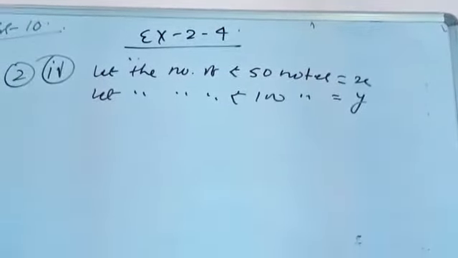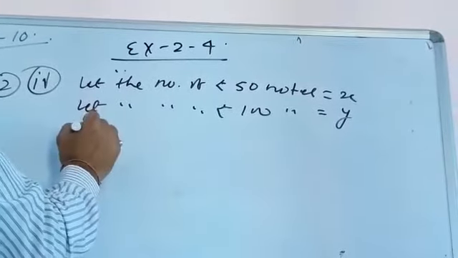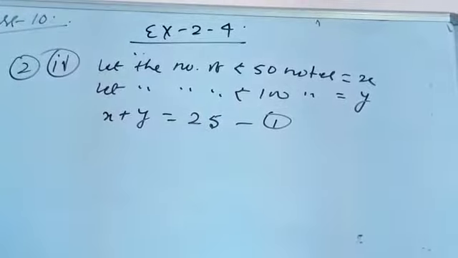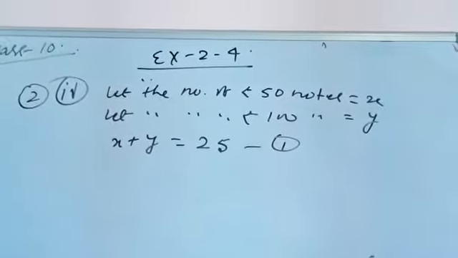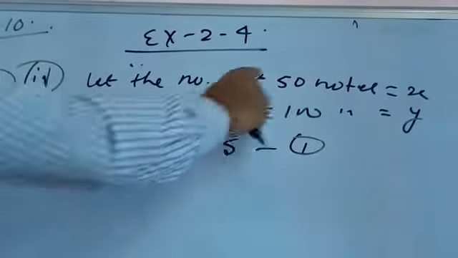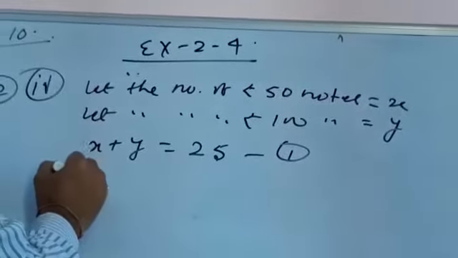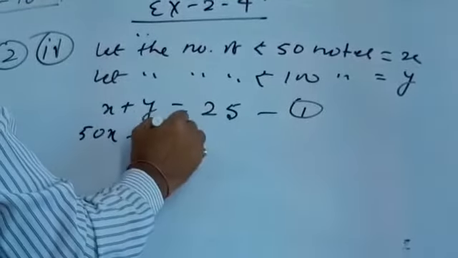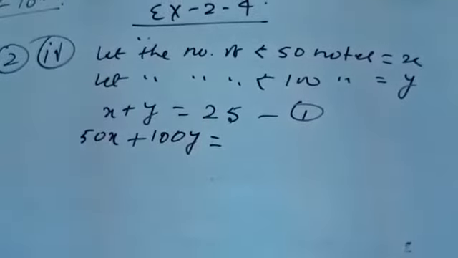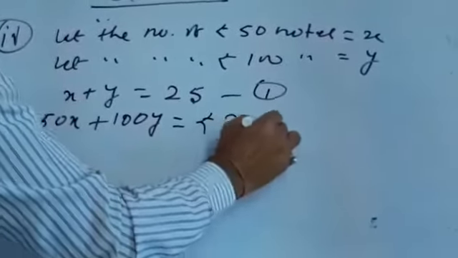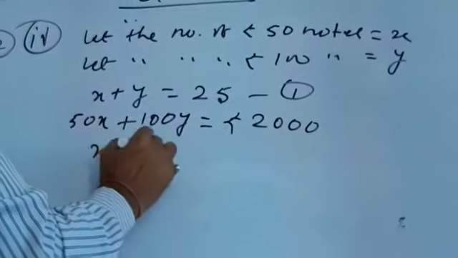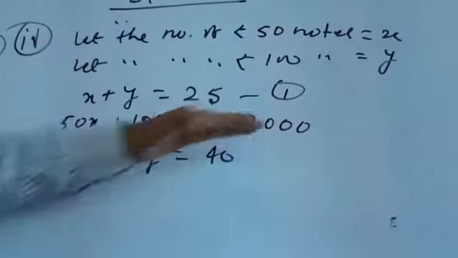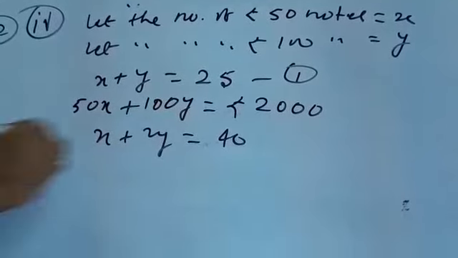Now the very first condition: she got a total of 25 notes. So x plus y is equal to 25. This was equation number 1. And what is the next equation? If there are x notes of rupees 50, it is 50x. And this is 100y. And how much is this giving? Total 2000 rupees. So it gives x plus 2y is equal to 40. What is being done? 50 is being taken common and it is divided here. So this is equation 2.